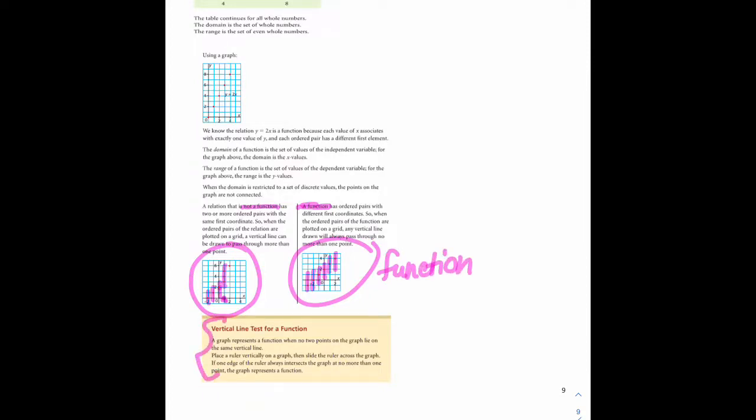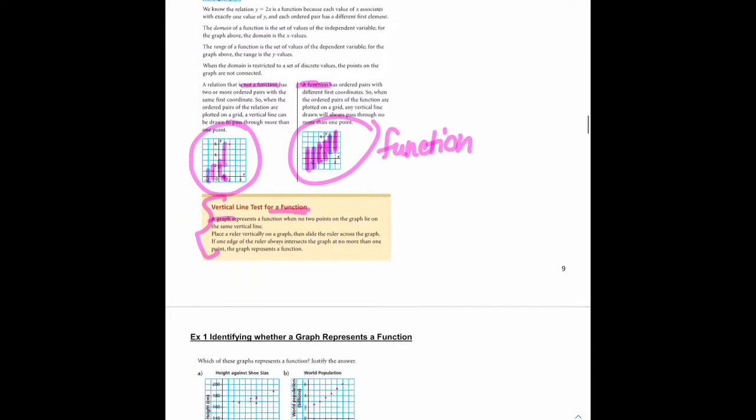Vertical line test for a function. A graph represents a function when no 2 points on the graph lie on the same vertical line. Place a ruler vertically on a graph, then slide the ruler across the graph. If one edge of the ruler always intersects the graph at no more than one point, the graph represents a function. So they're just saying to draw straight lines, or use a ruler or your pencil, to go through every point on the graph, and if you only hit one point, then it is a function.